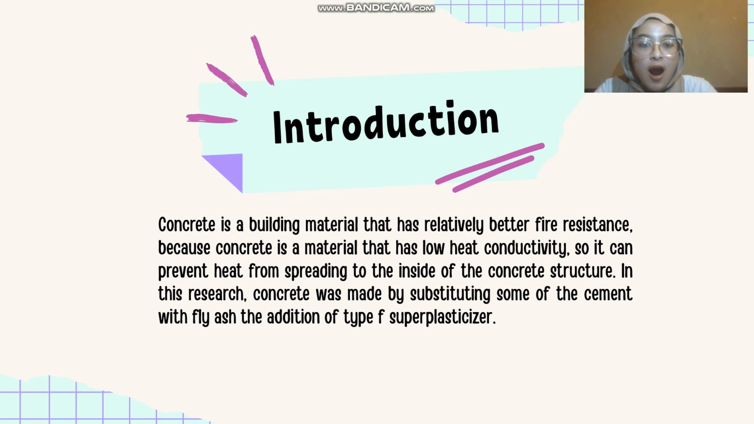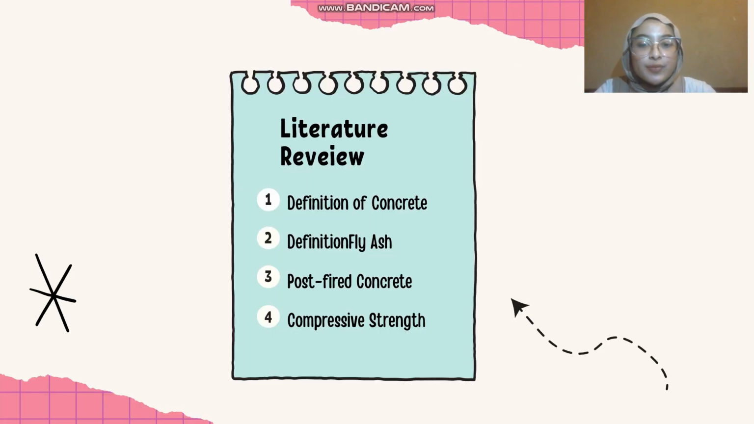Next, I will explain the literature review. The first, definition of concrete. Concrete is a composite building material made from a combination of aggregate, water and cement, where aggregate functions as a pillar and cement functions as a binder.